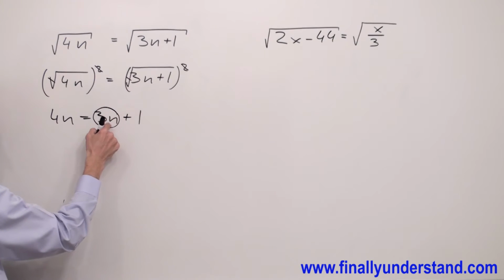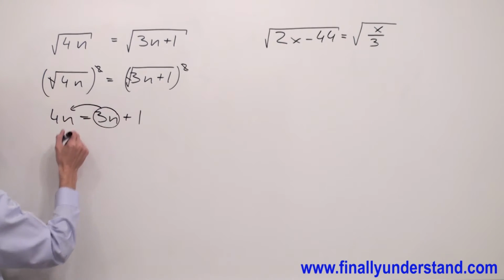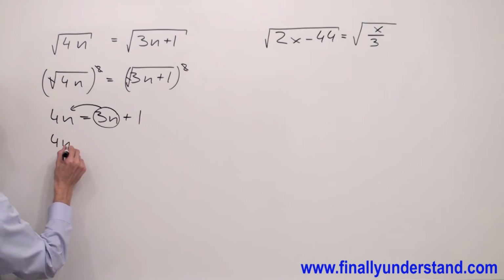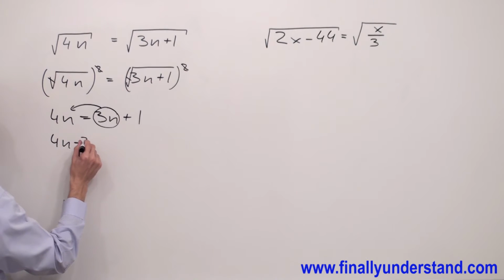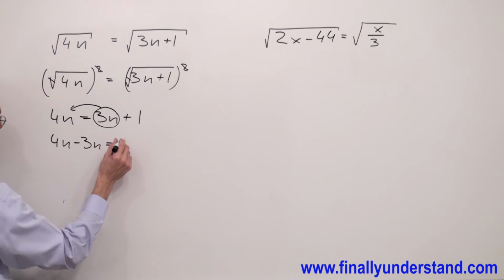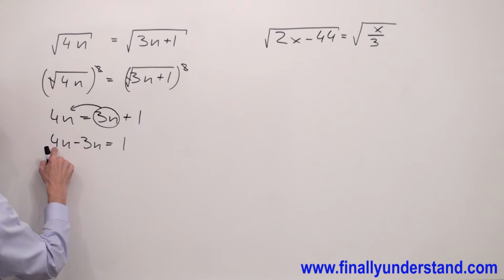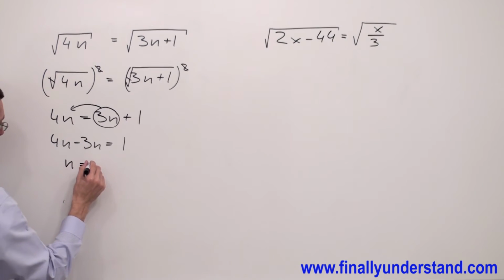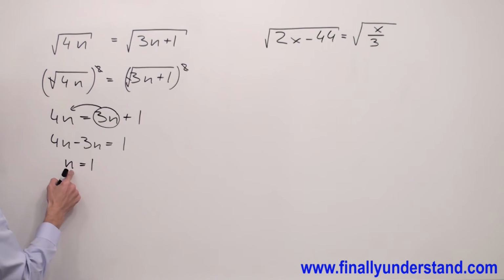I'm going to take this 3n and move it to the left side of the equation. And I have 4n minus 3n is equal to 1. 4n minus 3n is n, so n equals 1. Let's check if this is a proper solution to my problem.